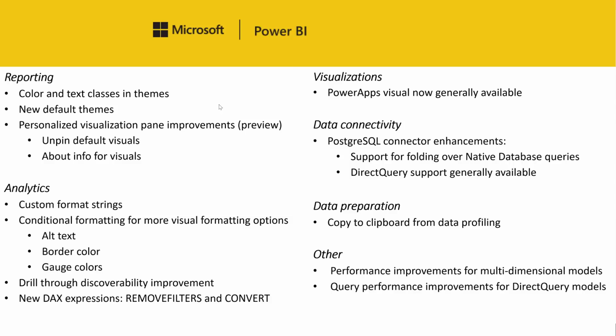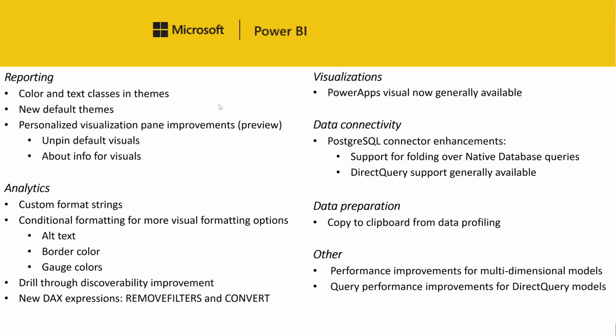Under data connectivity, we have PostgreSQL connector enhancements, the first of which is that it now supports folding over native database queries. So you're able to now paste a native query into the get data flow when connecting to a database, with folding capable operations applied on top according to the normal import or DirectQuery logic. Also, DirectQuery support is now generally available. We announced it as a preview last month, and so we're very excited to now, 1 month later, mark it as generally available.